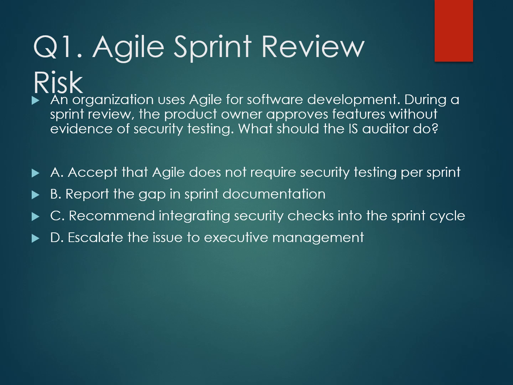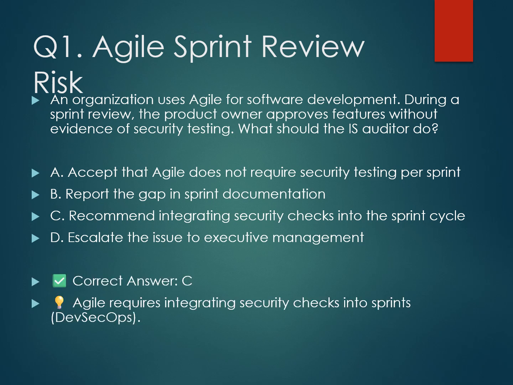A. Accept that Agile does not require security testing per sprint. B. Report the gap in sprint documentation. C. Recommend integrating security checks into the sprint cycle. D. Escalate the issue to executive management.